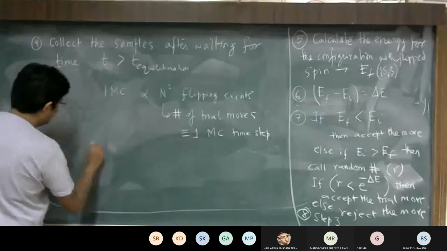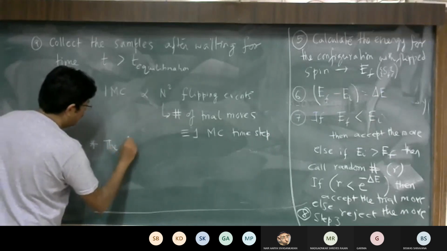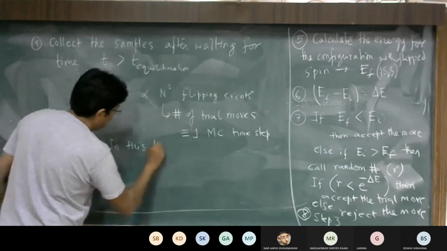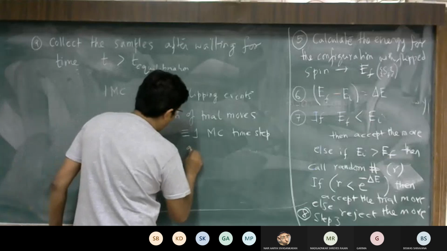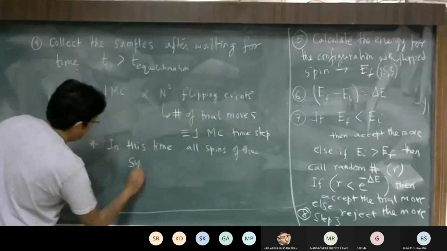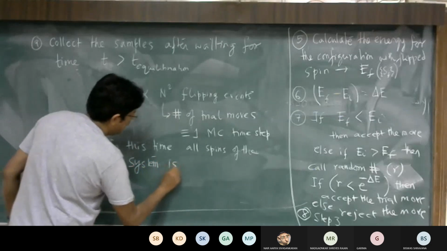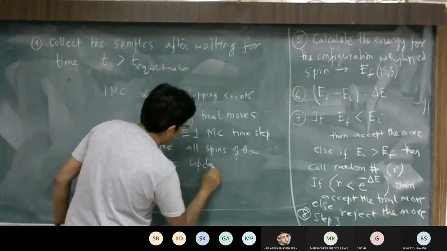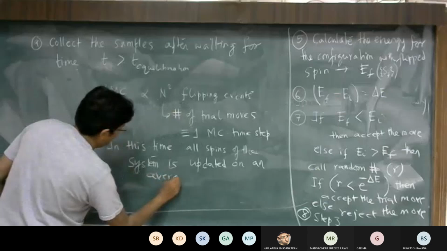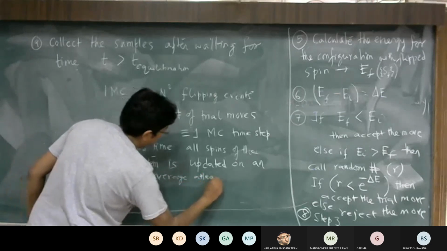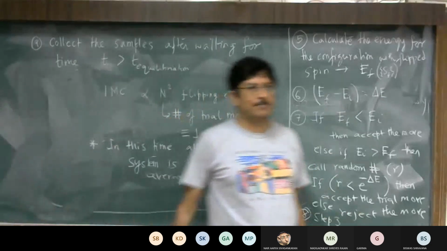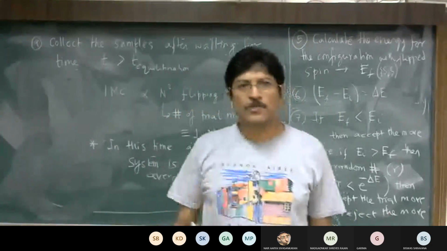And like I said, the interpretation is the number of times in this time all spins of the lattice of the system are updated on an average at least once.